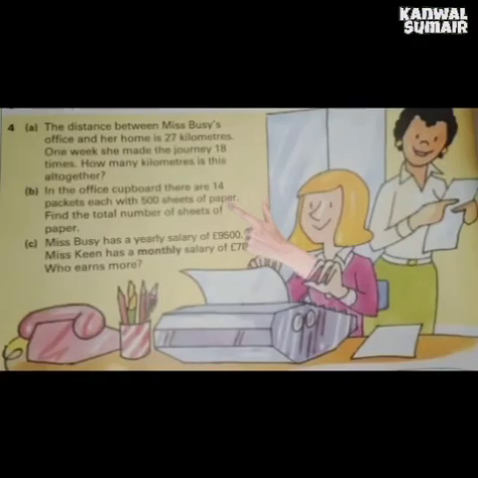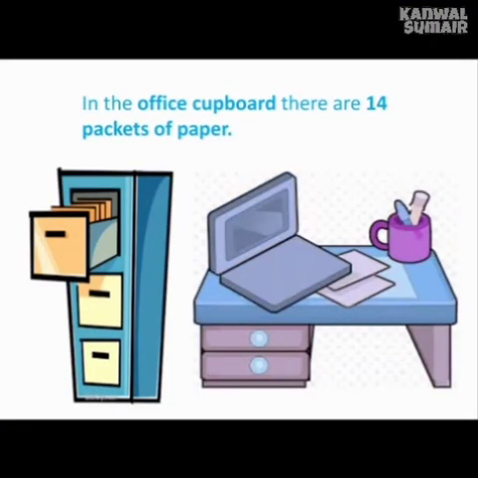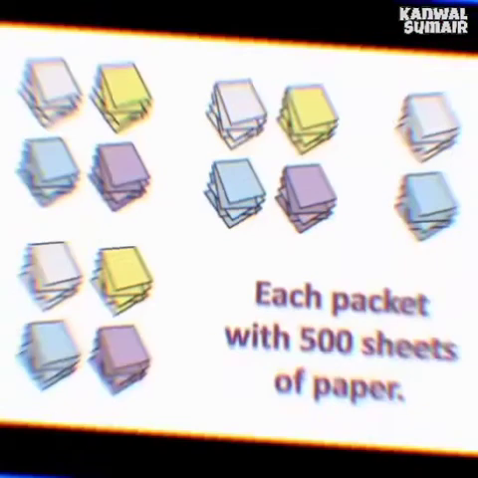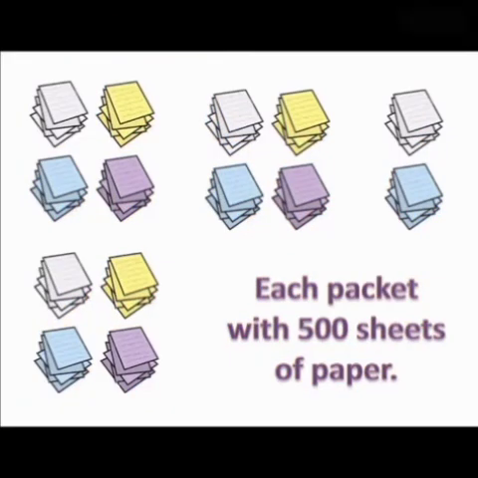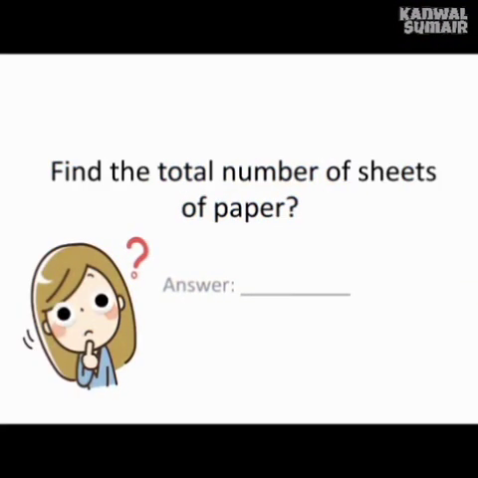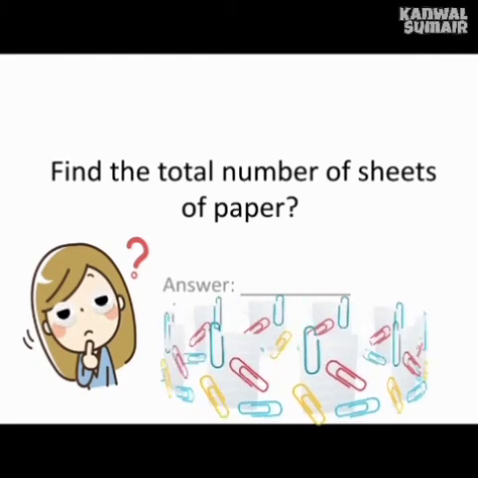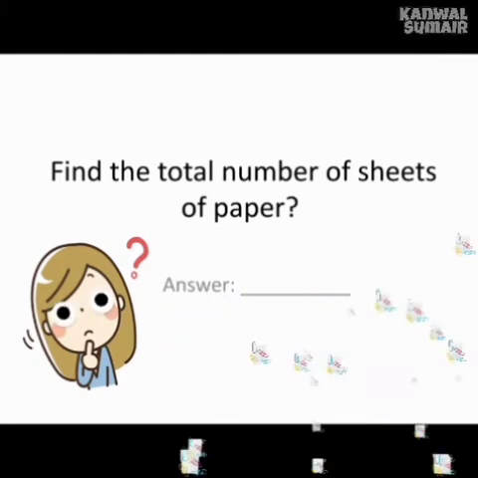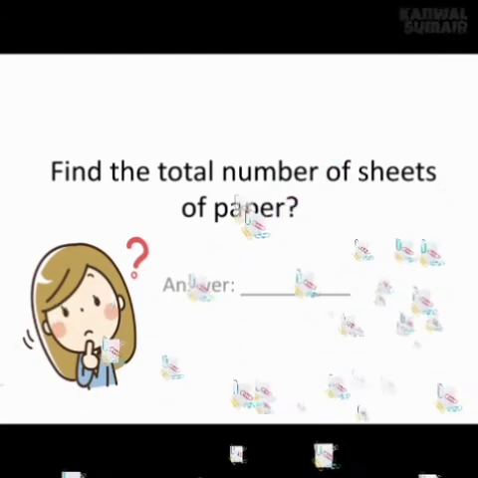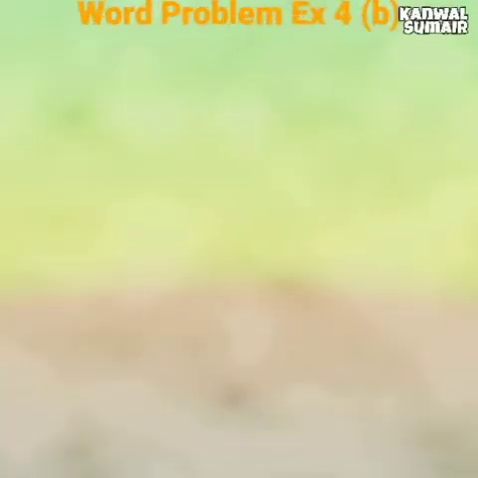Let's solve part B of exercise 4. In an office cupboard, there are 14 packets of paper, each with 500 sheets of paper. Find out the total number of sheets of paper. The problem is, if one packet has 500 sheets of paper, so in 14 packets, how many sheets of paper there would be? So we have to solve this problem.